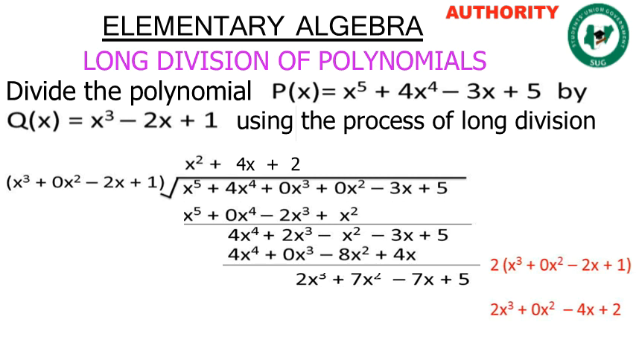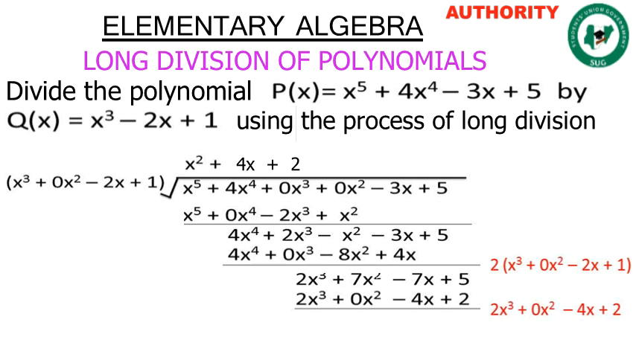And then 2 multiplied by 0x squared gives us 0x squared. Then 2 times minus 2x gives us minus 4x. Then 2 times 1 gives us 2. So these values we just obtained, 2x cubed plus 0x squared minus 4x plus 2, we write under our dividend.